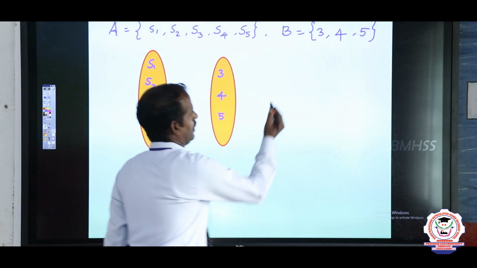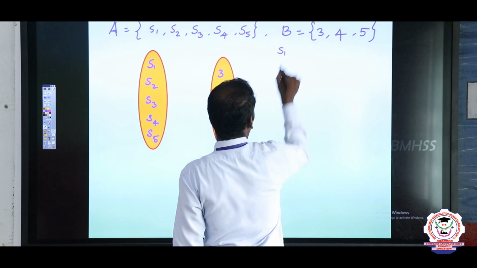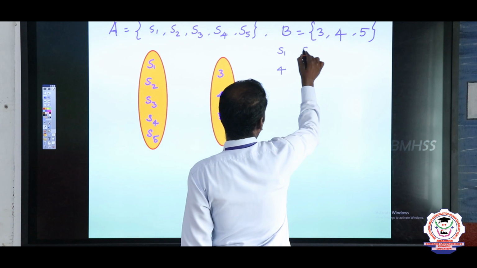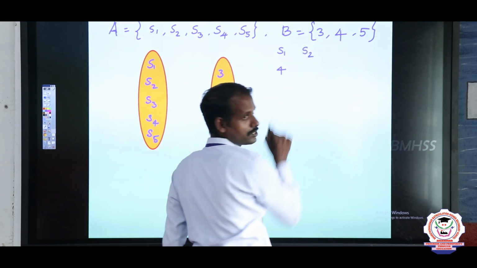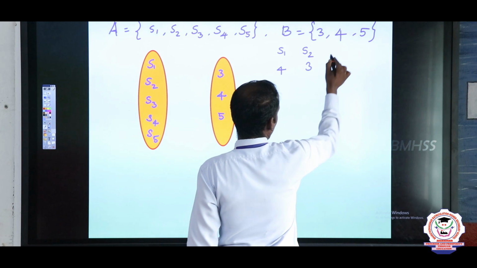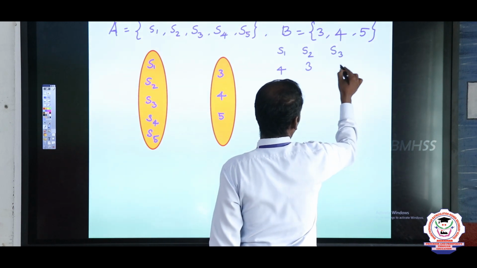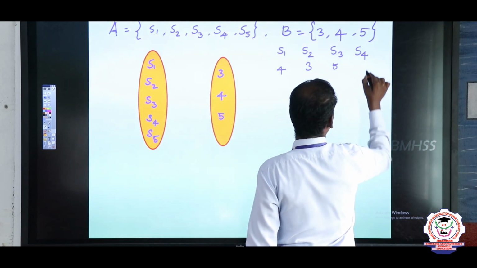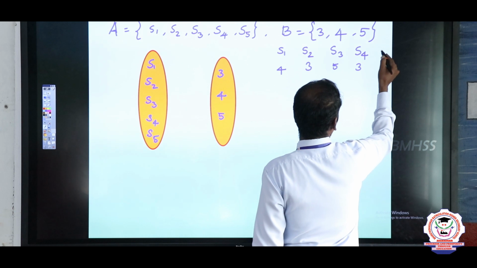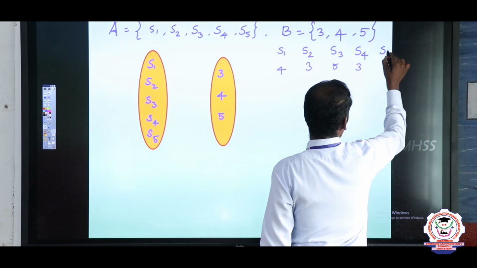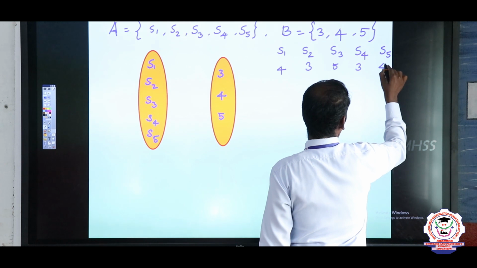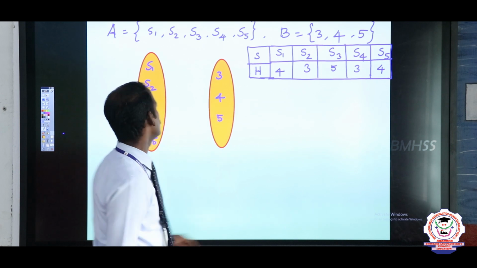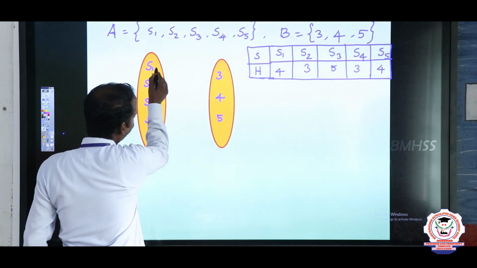Here the student S1, height of the students 4, S2, height of the student S2 3. Let us consider S3, height of the students 5, S4, height of the students 3. Let us consider S5, height of the students 4. Student number 1, height of the students 4. So S1 height is 4.